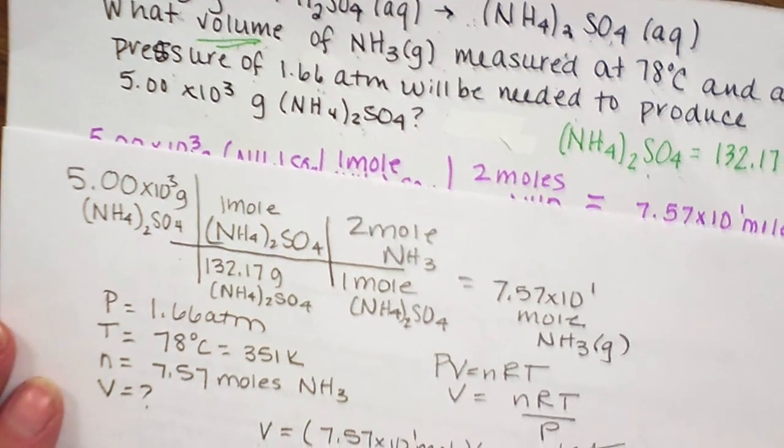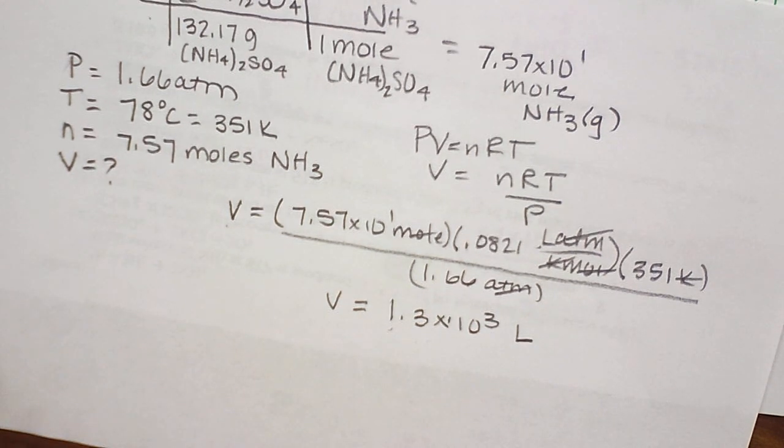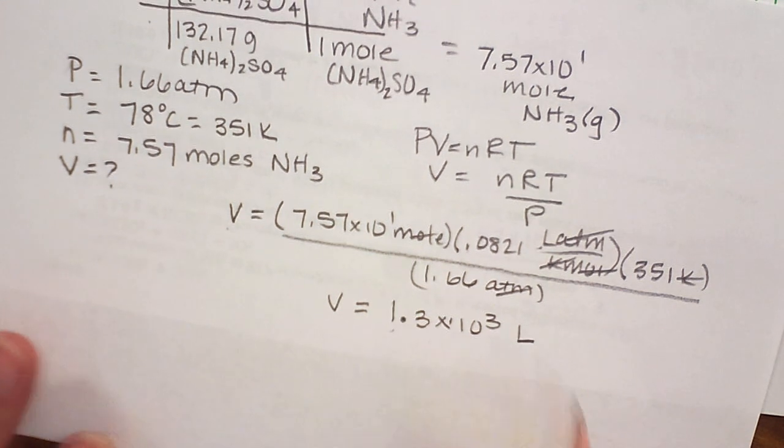No, it's not. So probably 1.3 times 10 to the third liters. Yeah, that's probably pretty reasonable to produce 5,000 grams. Yep, we're probably talking thousands, right? Okay, we're good to go. Not unreasonable. Okay? Questions?